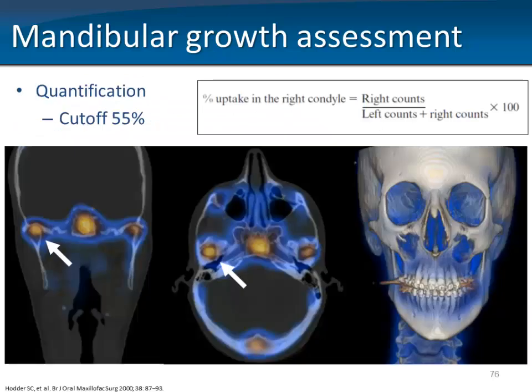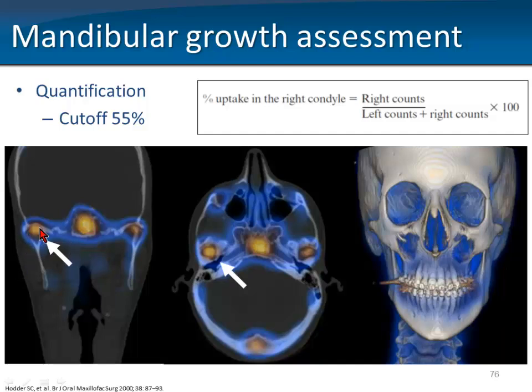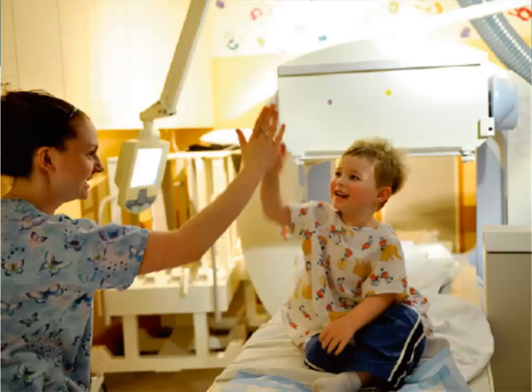So in my last slide, just to give you an example, the ratios have been published. The cutoff is 55% left to right. What you see here is a patient with deviation of the chin to the left-hand side, and apologies, it is caused by a hyperactivity on the right-hand side. You can see the increased uptake compared to the left on the SPECT, but what you can also nicely see on the SPECT CT is the hyperplasia of the condyle, which is much wider than the normal side. So that concludes my talk. Thank you.